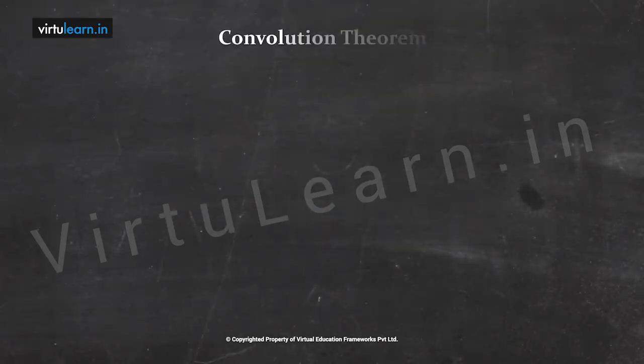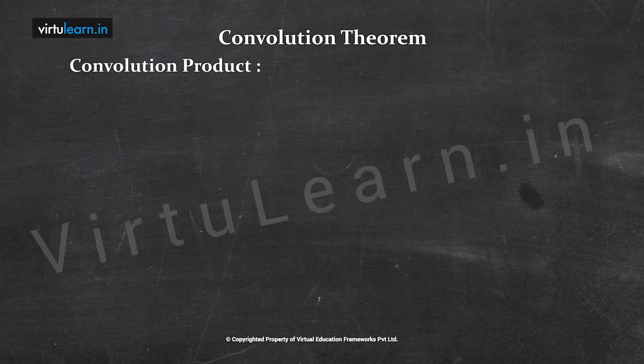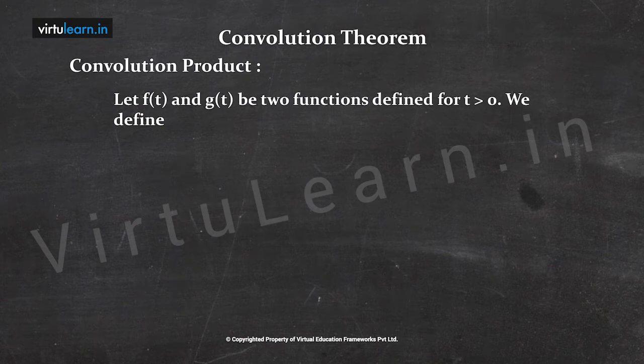Convolution theorem. Before going to the convolution theorem, we have one definition: the convolution product. Definition: suppose f of t and g of t are two functions defined for t greater than 0.